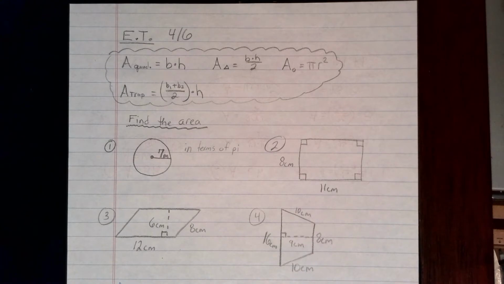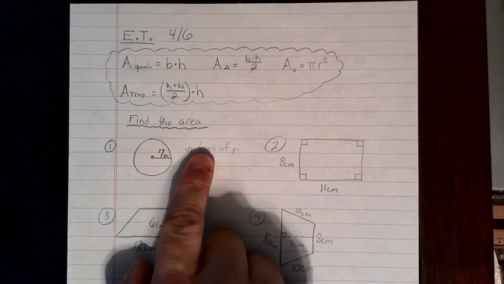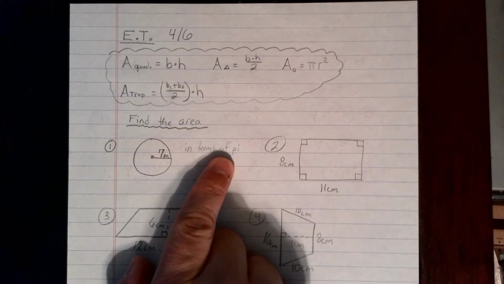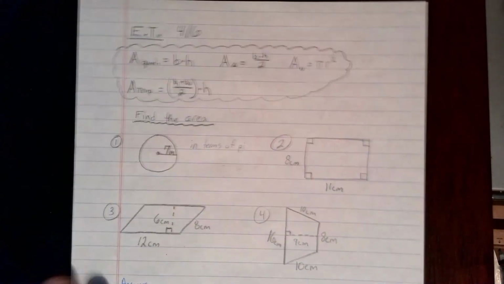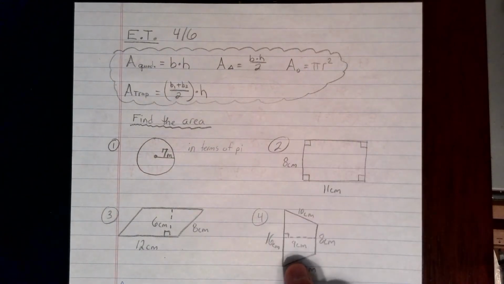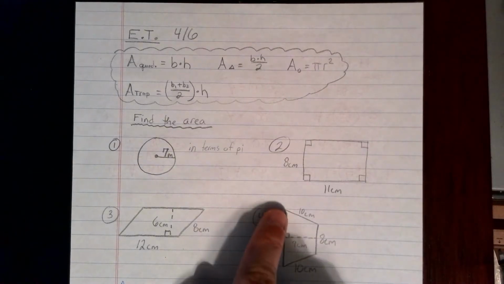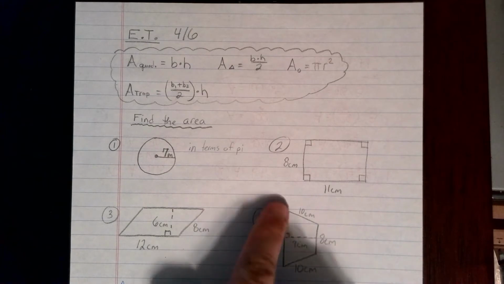Alright, so as we look at these here, before I show you the answers, a couple things to keep in mind. This one says in terms of pi. So for the circle, you can leave pi in your answer, since I said that, because some of you might not have a scientific calculator. This one is a trapezoid, and I put it sideways, so I would still consider it, even if you put the trapezoid sideways, the 2 parallel sides are always the bases.